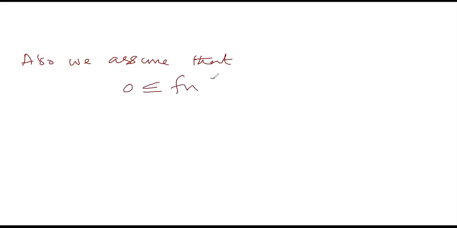Also, we assume that fn is monotonic increasing and non-negative for each n. This is monotonic increasing for all n greater or equal to 1. In the statement, it's monotonic increasing almost everywhere, but we can assume that it's monotonic increasing for each x, for all n, and x belongs to X. Okay, this is how we can assume.